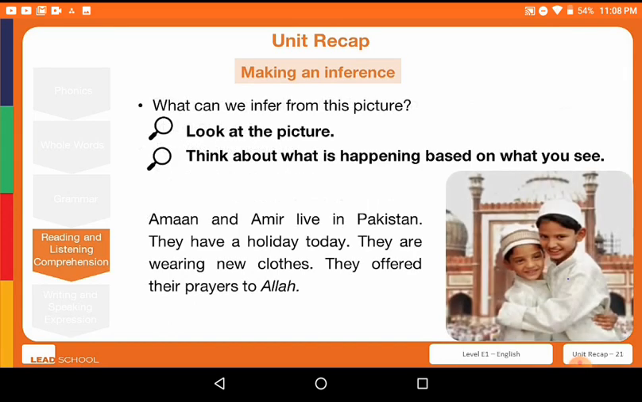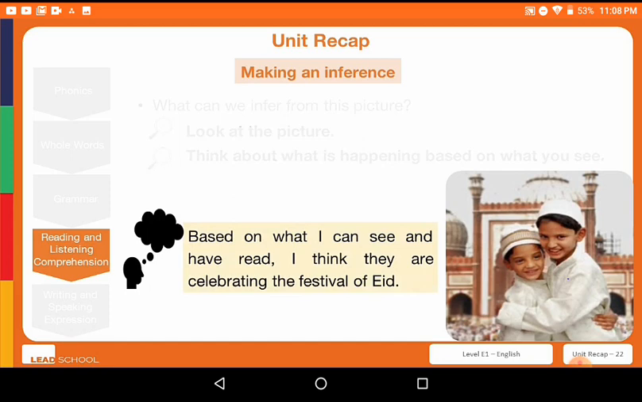What can we infer from this picture? Aman and Amir live in Pakistan. They have a holiday today. They're wearing new clothes. And they offered their prayers to Allah. Based on what we saw and read, we can say that they're celebrating the festival of Eid. This is how we make inferences.